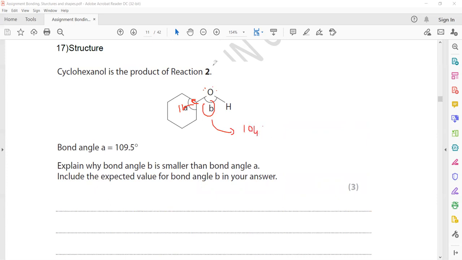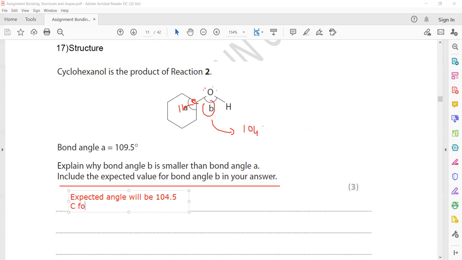104. So how do we write the answer? The expected angle will be 104.5, or 104 you can say, because carbon does not have any lone pair, whereas oxygen contains two bond pairs and two lone pairs.